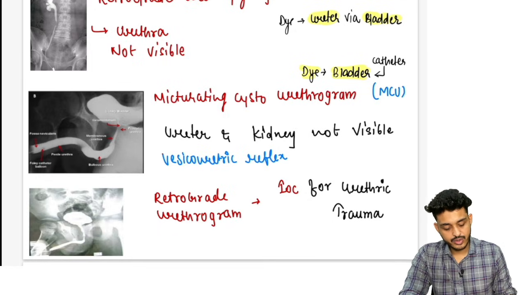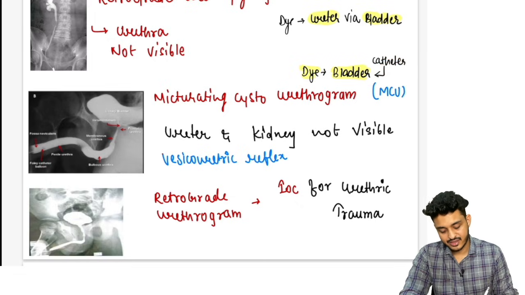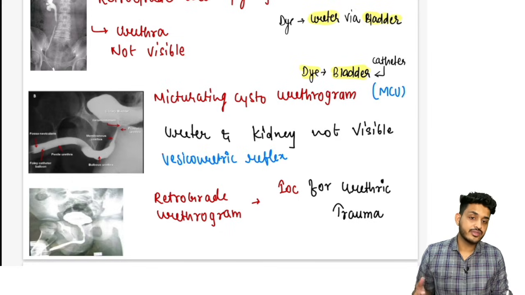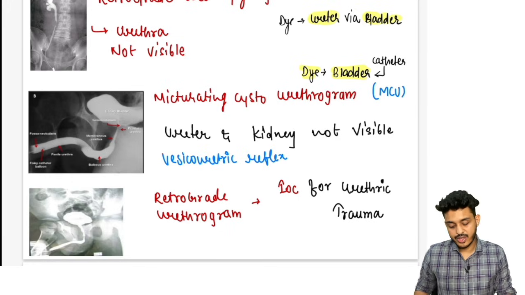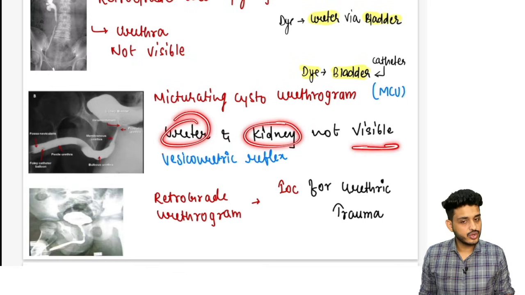So here we are going to put a catheter, and this dye is going to go to the bladder. Once the dye is in the bladder, we are going to tell our patient to urinate. Once this patient is trying to urinate, we can find multiple things. Ureters and kidneys are not going to be visible here.